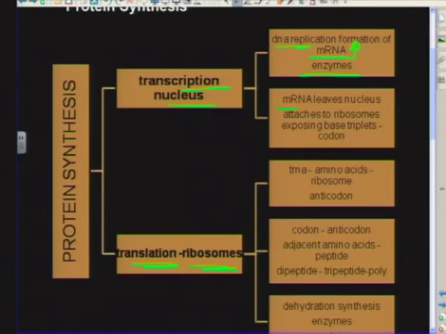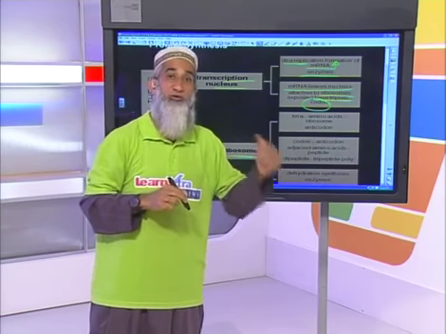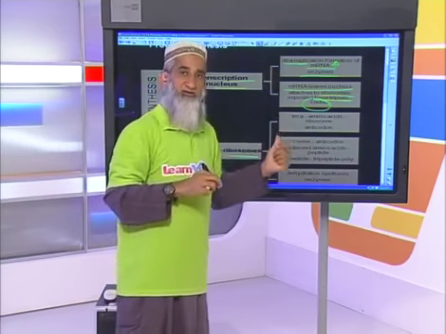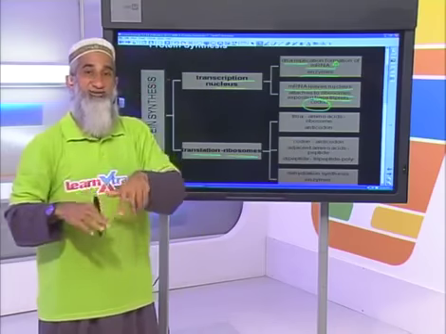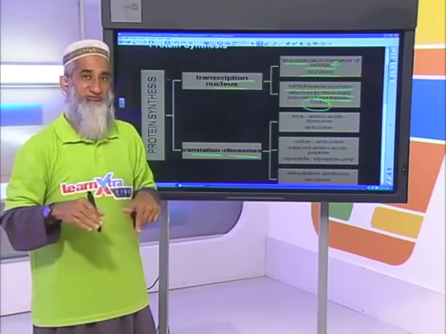This messenger RNA then leaves the nucleus and attaches to the ribosomes in such a way that the base triplets are exposed. They are showing. And the base triplets are known as the codon. They are providing the code. What has happened? Messenger RNA has stolen the code from DNA, and now it reveals that code in the cytoplasm.